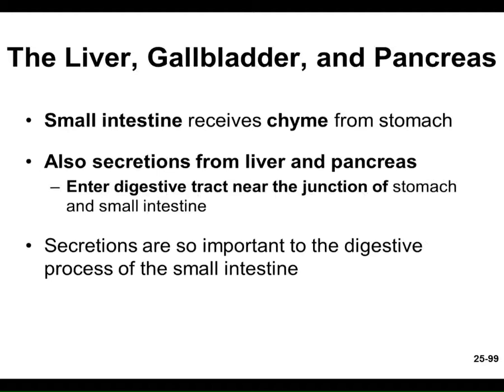So what's going to happen is that as soon as things go through that pyloric sphincter and enter the duodenum, we have to neutralize that acid. And the pancreas is going to be very important for neutralizing the acid. So the pancreas will be releasing bicarbonate. Now bicarbonate is a buffer, right? And it's going to help neutralize the acid from the stomach.